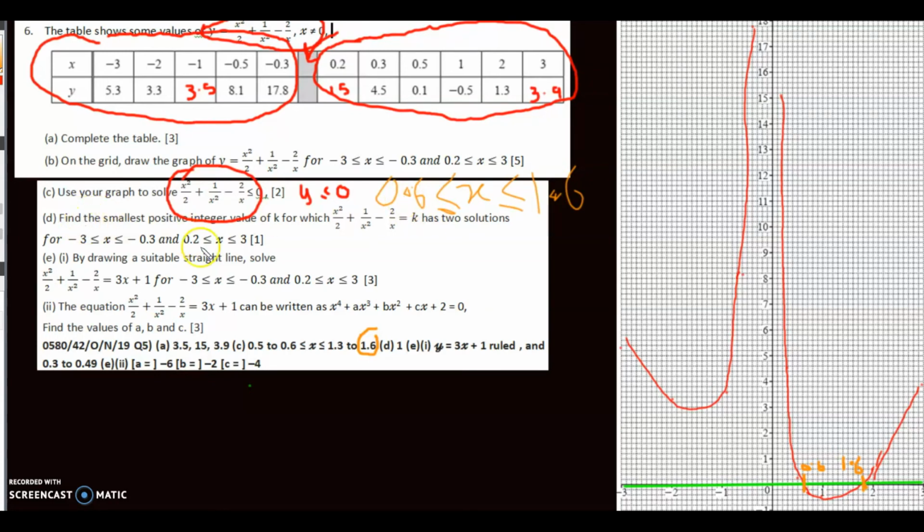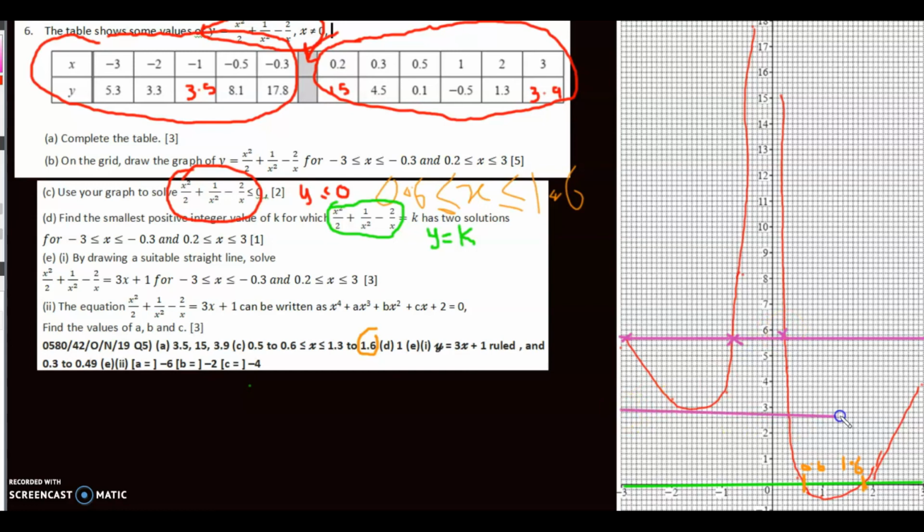Part D, find the smallest positive integer value of k for which this has two solutions. Okay, so again, this is simply y. Replace it with y. So this becomes y equals k. Y equals k is a horizontal line. So where do I make a horizontal line so that I get three solutions? Here. Here I'm getting three solutions. This one, this one, this one. Solution means points of intersection.